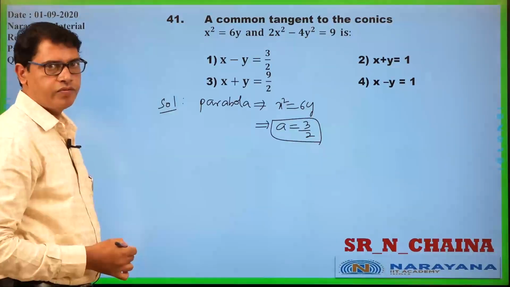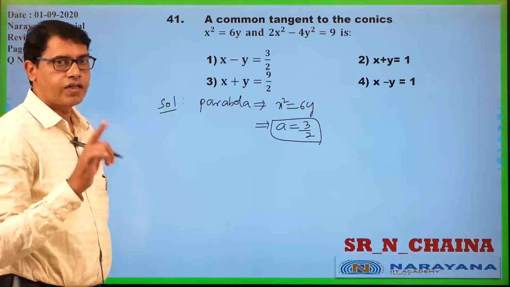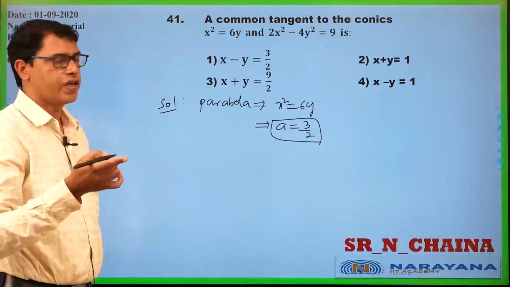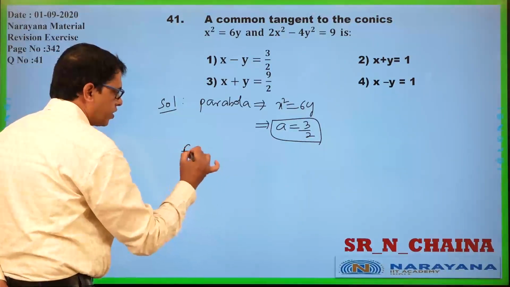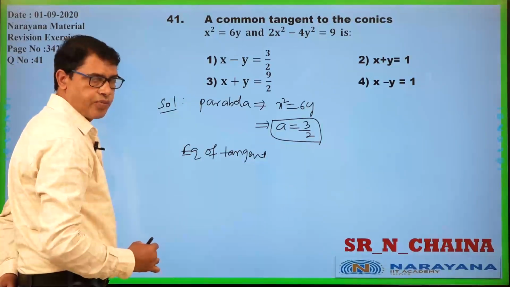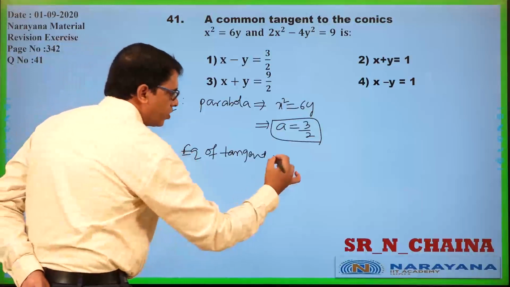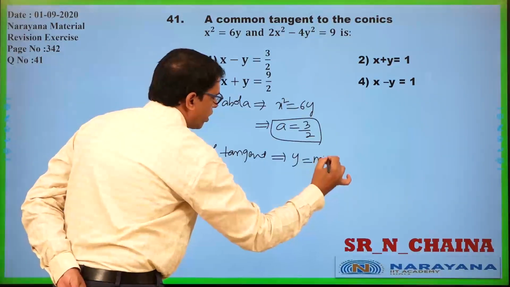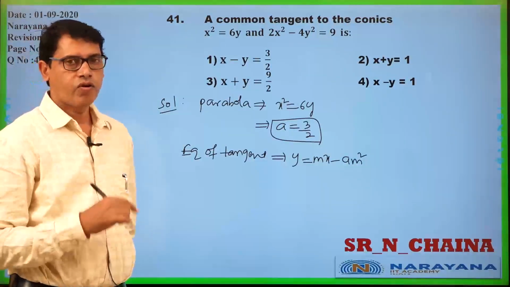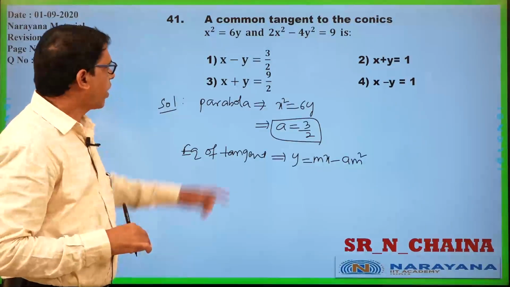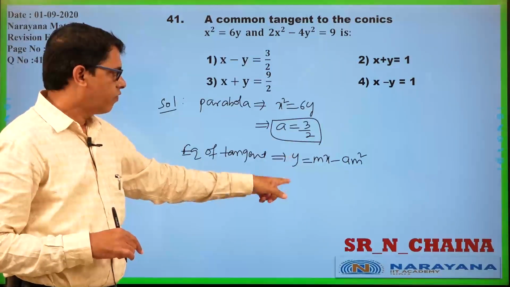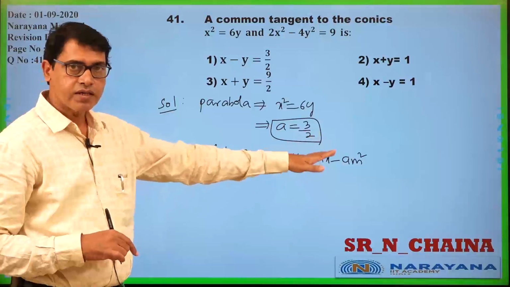A value 3 by 2. Now the equation of tangent to the parabola x square equal to 4ay is what? Therefore the equation of tangent to the parabola in the slope form is y is equal to mx minus am square. For the previous one, y is equal to mx plus a by m. So here the parabola is of the x square is equal to 4ay form. So the equation of a tangent will be y is equal to mx minus am square.